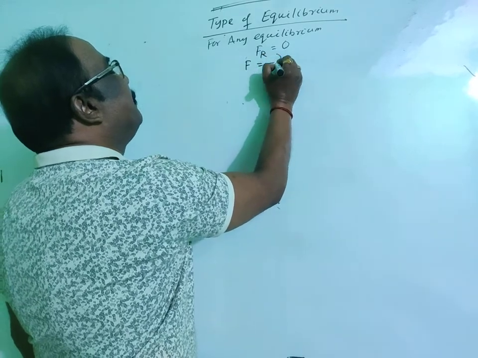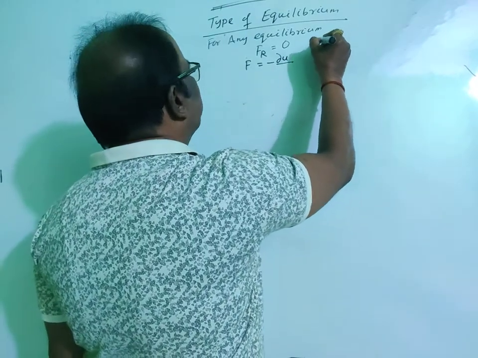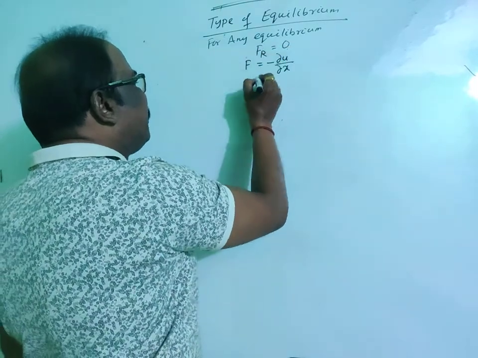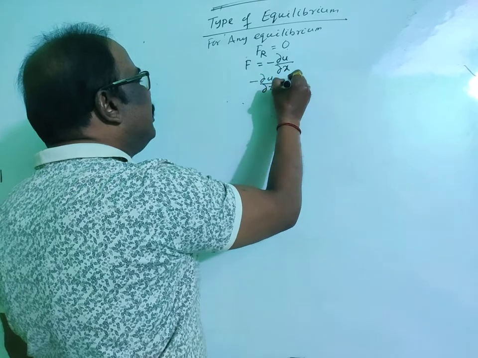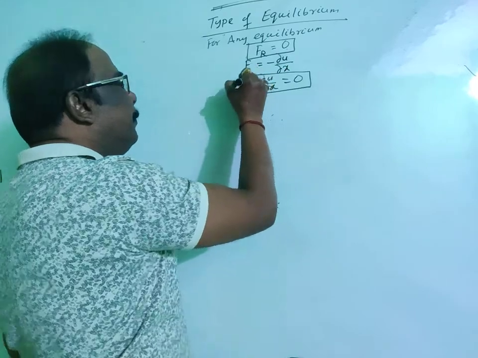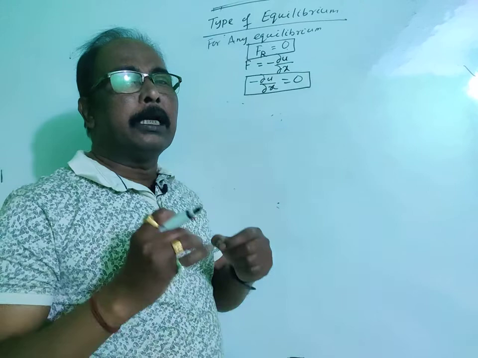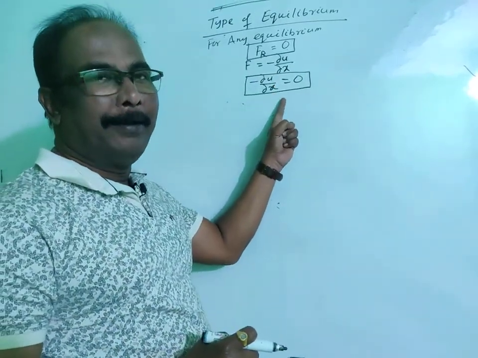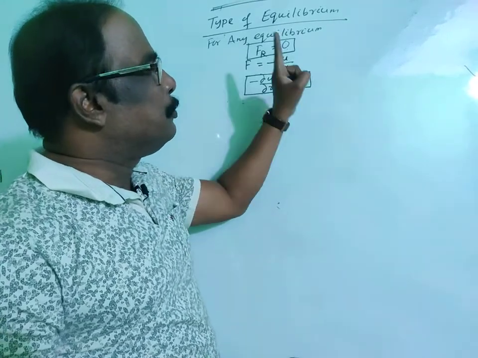Again, since force is minus dU by ds, or if you consider along the x-axis, then you may take dU by dx. Then if F is 0, then minus dU by dx is equal to 0. So these are two basic conditions for any equilibrium: resultant force is 0 and the slope of the graph between potential energy versus displacement is also 0.